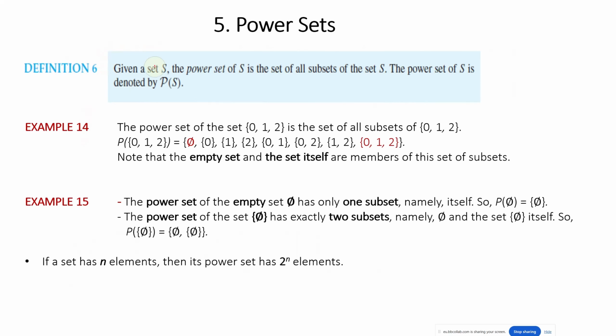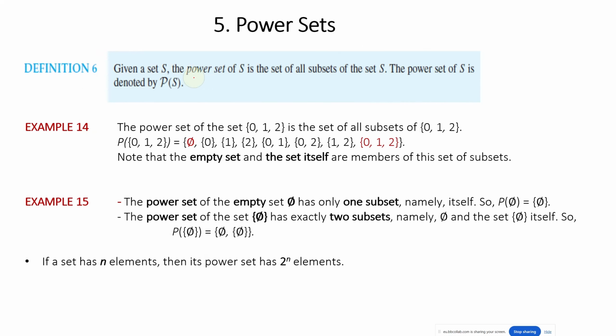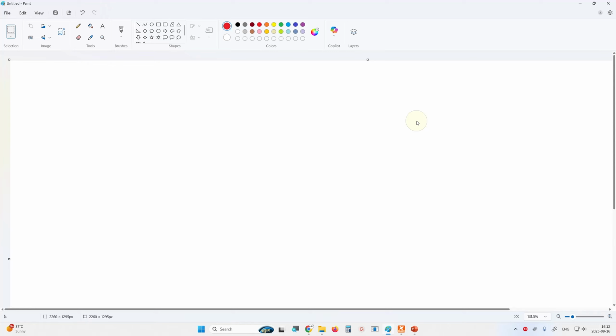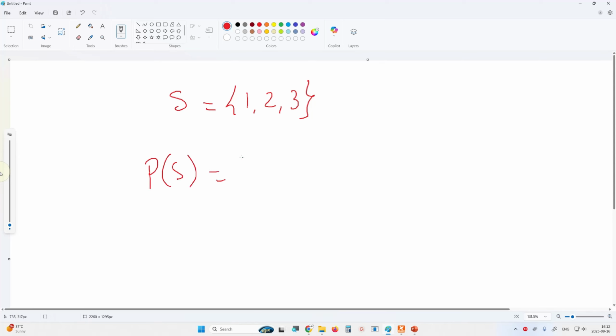So given a set S, the power set of S is the set of all possible subsets of that set S. So let's say I have a set. My set S is 1, 2, 3. Now what's the power set of S? This is all the possible subsets of S.